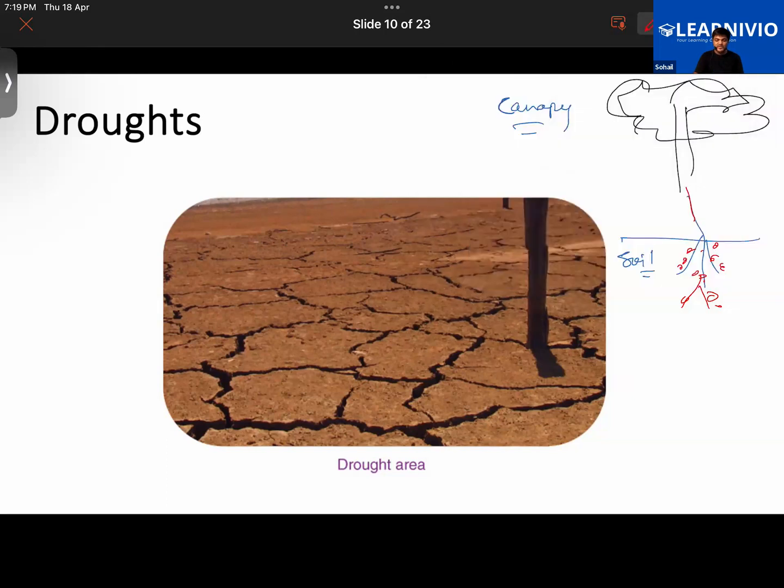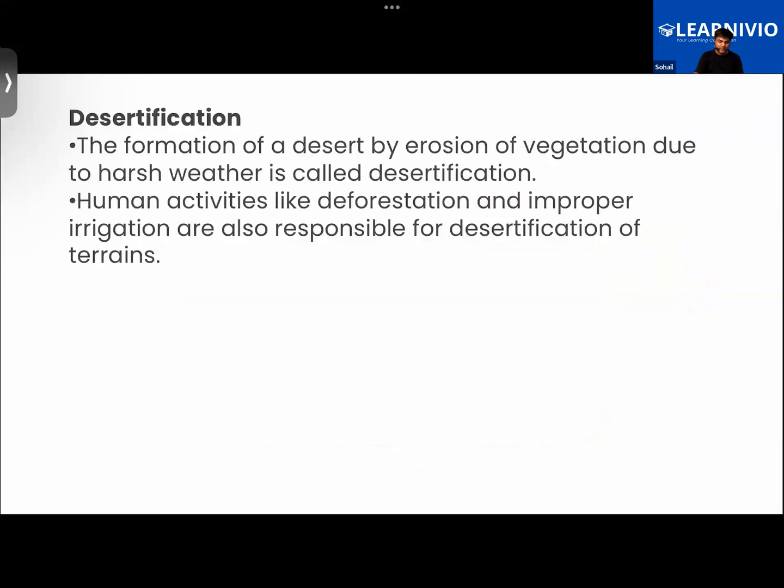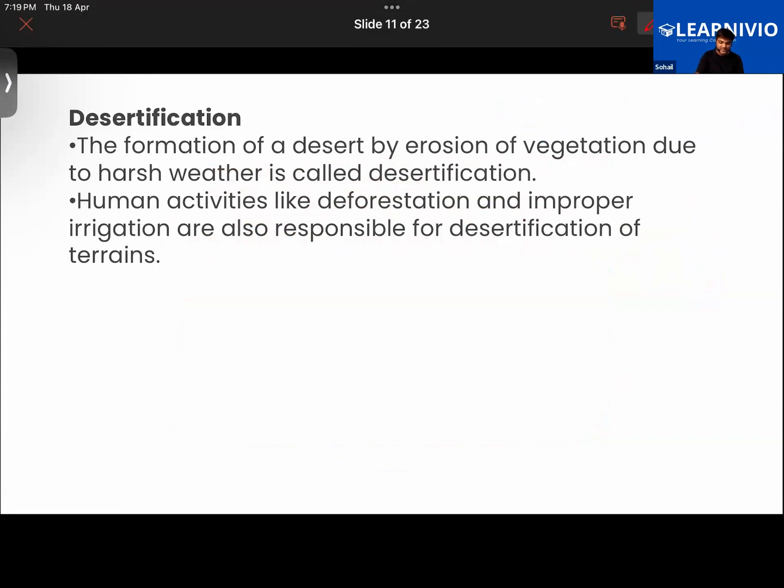So this process leads to desertification. The formation of a desert by erosion of vegetation due to harsh weather is called desertification. Human activities like deforestation and improper irrigation are also responsible for desertification of terrains, basically lands. So what happens in desertification? A once fertile land, once a dense forest, is on the pathway to become a desert.